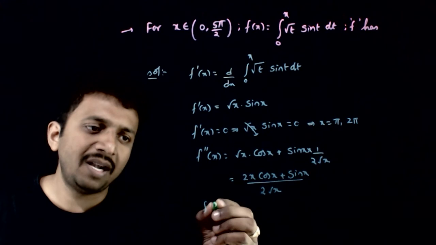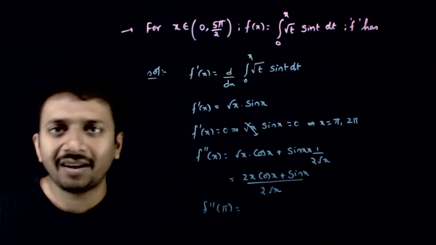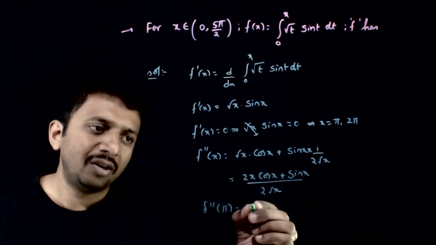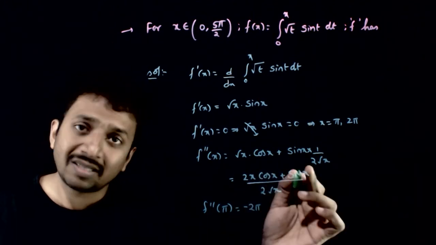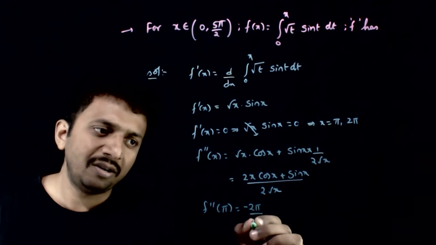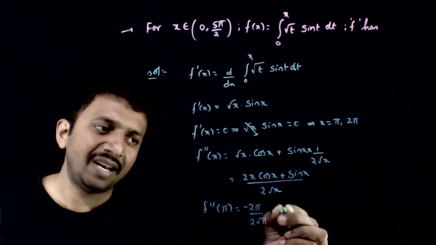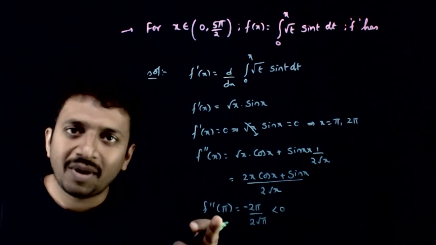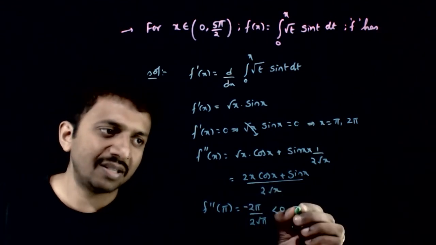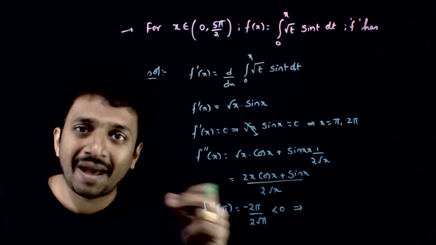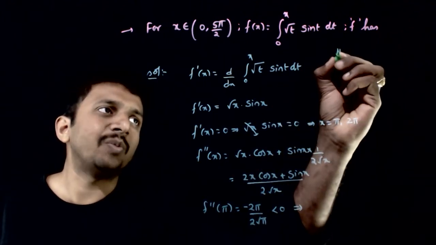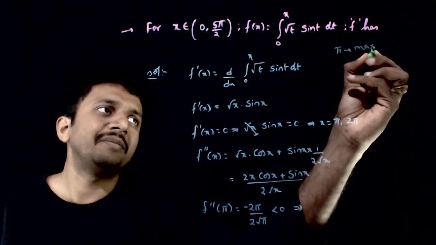Now what is f double dash of pi? If you take f double dash of pi, you get 2 pi into cos pi, which is minus 1, plus sin pi, which is 0, divided by 2 root pi, which is negative. So f double dash at pi is negative. This implies at x is equal to pi, you have a local maxima. So pi corresponds to maxima.